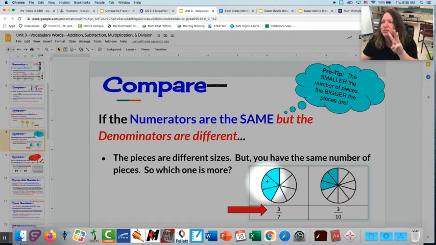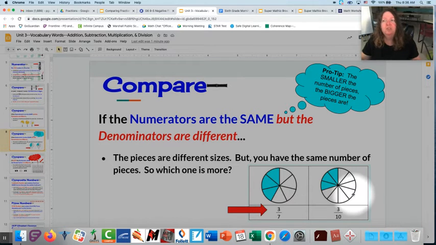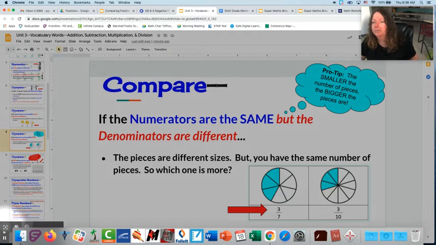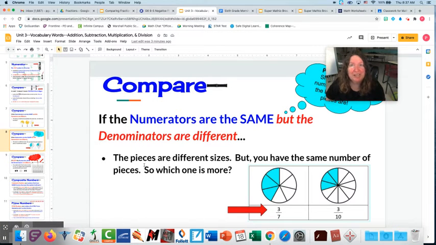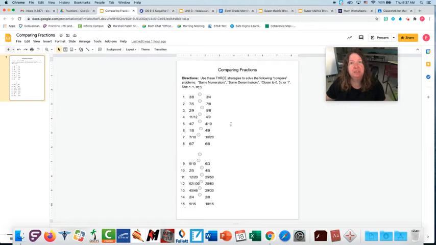So we can tell if we have 3 of a bigger size piece or 3 of a smaller size piece. The one that has more is the one with the bigger size piece. 3 of a bigger size has more. So 3/7 is more than 3/10. Here's my pro tip: the smaller the number of pieces, the bigger the pieces are, and vice versa. All right, let's try some of those problems before we go on to something that's a little trickier.